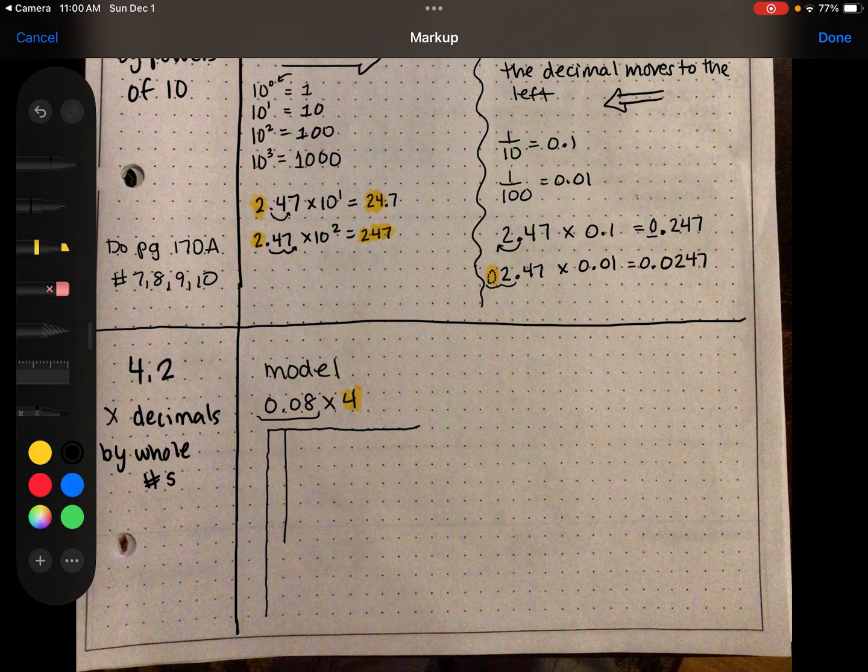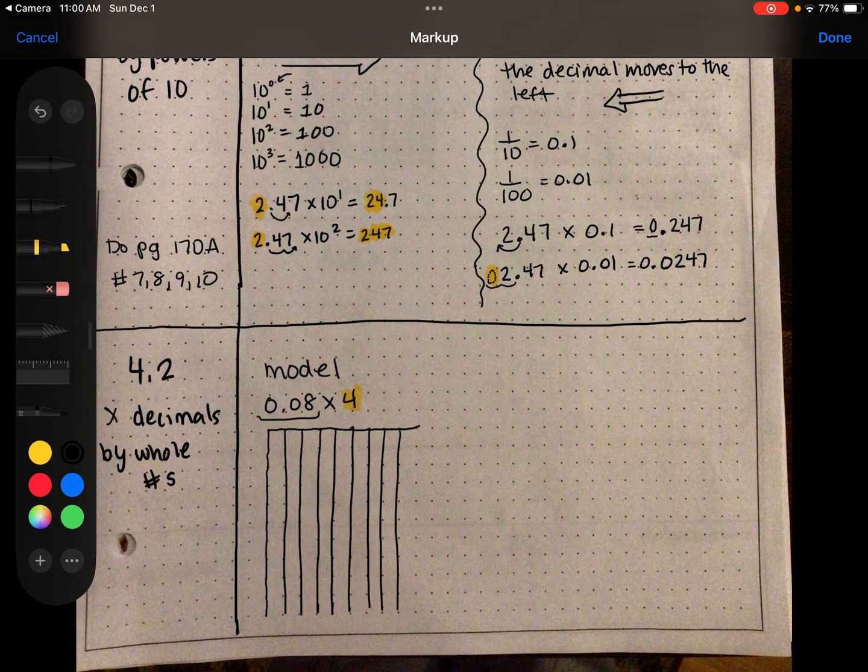Here's 10 up and 10 sideways. And 1, 2, 3, 4, 5, 6, 7, 8, 9, 10. Okay, so here's our whole split into tenths. But notice that we're multiplying hundredths, not tenths.